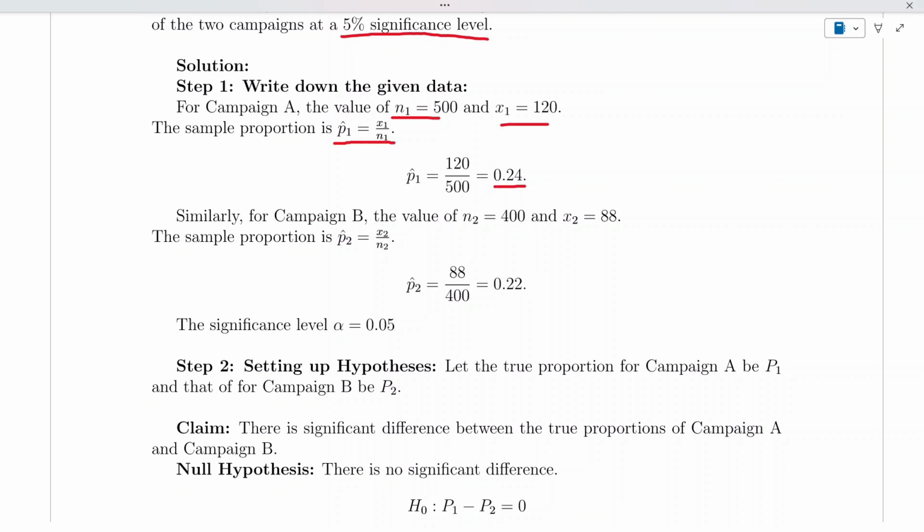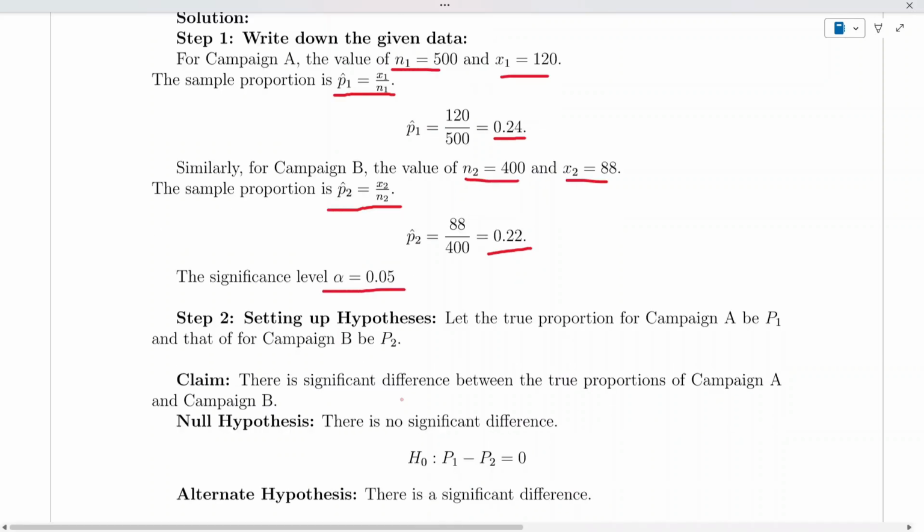Similarly, for campaign B, the value of n2 is 400 and the value of x2 is 88. The sample proportion for campaign B is denoted by p hat 2, which is given as x2 upon n2. Therefore, the value of p hat 2 is 88 upon 400. That comes out to be 0.22. The significance level alpha is 0.05.